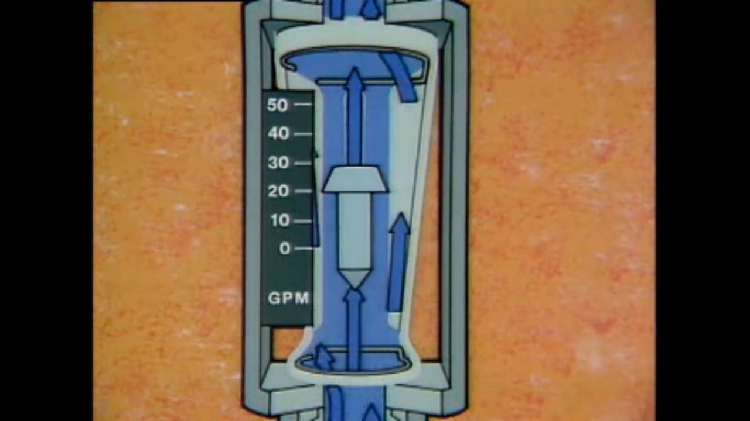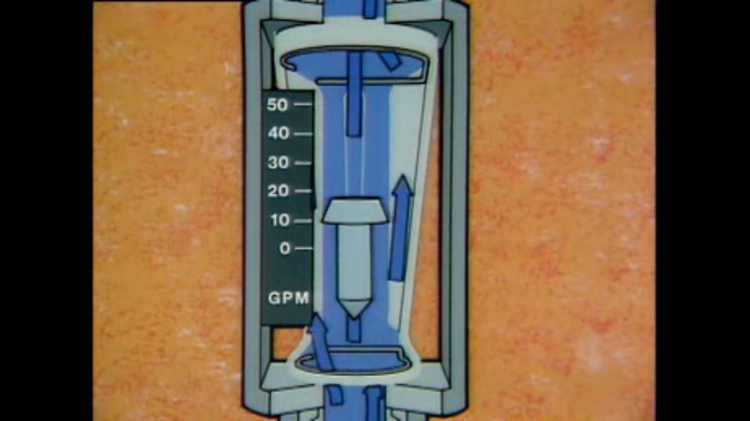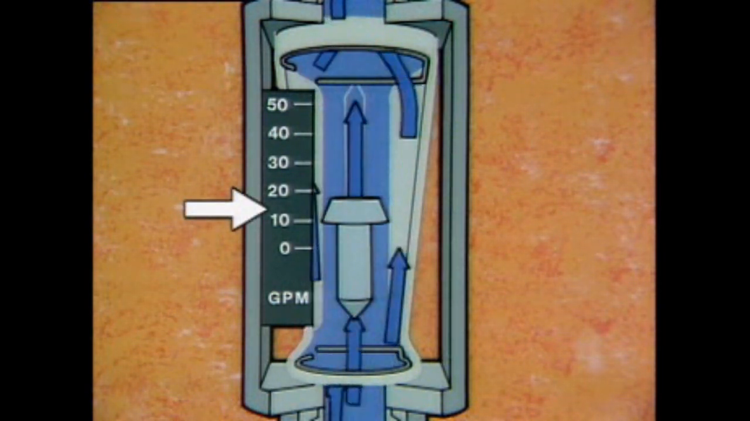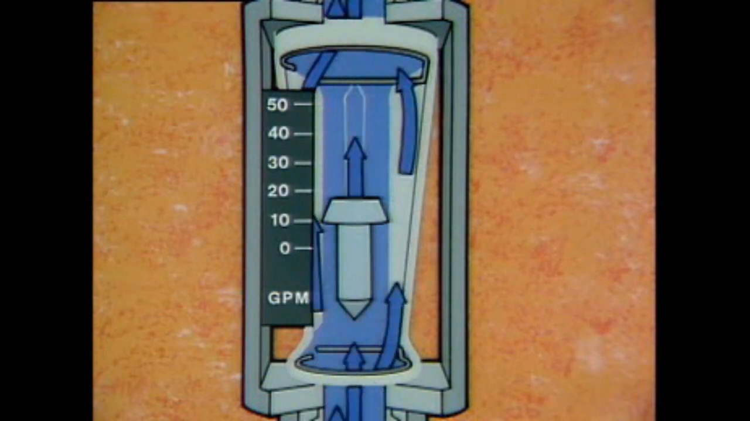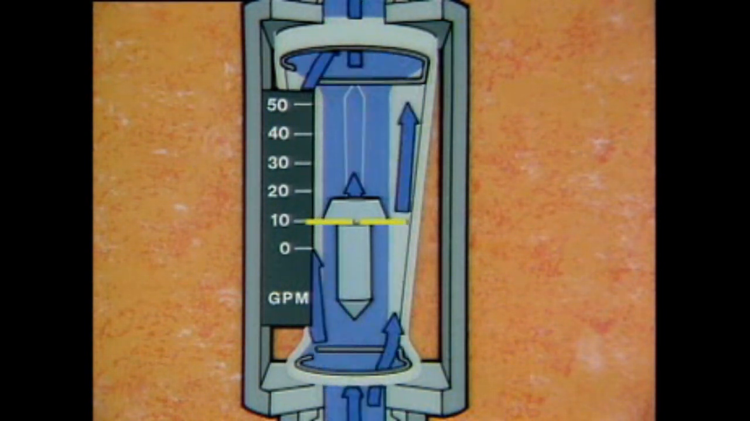If the flow rate decreases, the float drops. The tube has a scale next to it that indicates the rate of flow. Flow rate readings are generally taken at the widest part of the float.